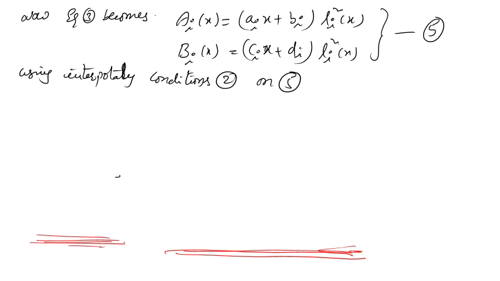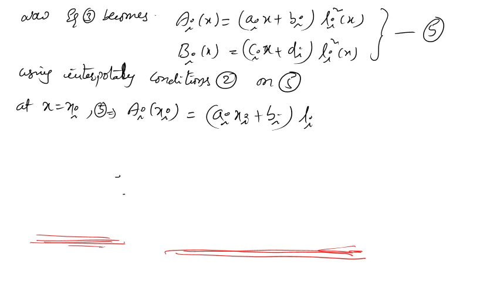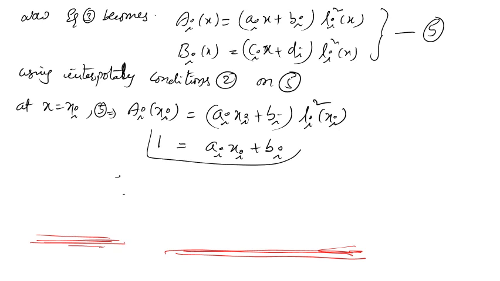What is the first one? At x equal to x_i, equation 5 implies A_i(x_i) equal to (a_i x_i plus b_i) times L_i(x_i) squared, right? This implies, what is A_i(x_i) value? It is 1, and this equals a_i x_i plus b_i. This is the first equation.